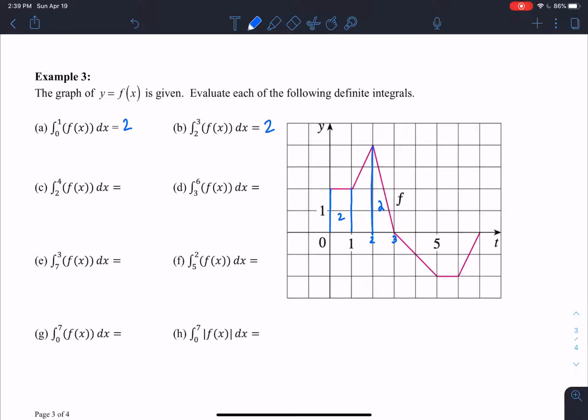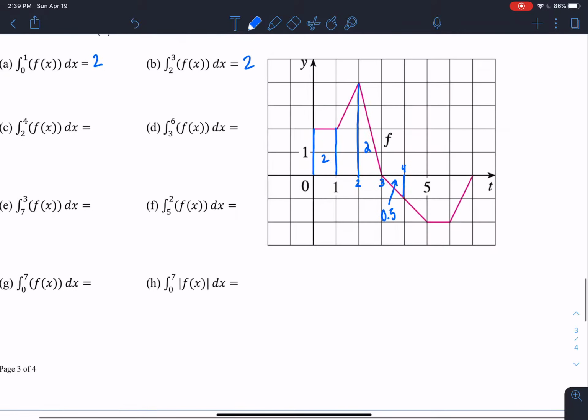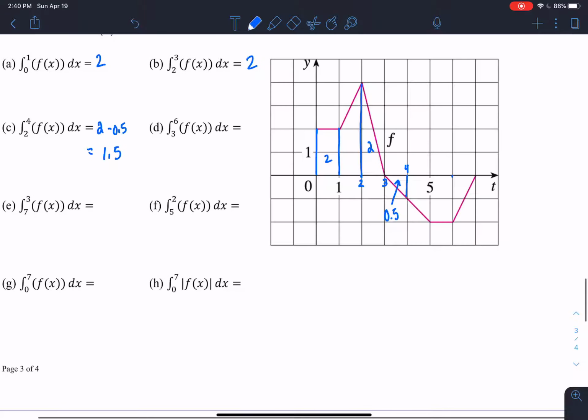Next one says to go from 2 to 4. So 2 to 4, 4 is right here. Now the area of that is going to be 0.5. Because that region is below the x-axis, I have to take that away. So I'm going to have 2 minus 0.5, which is just going to be 1.5. And then the next one is 3 to 6, which is here. So we have 0.5.